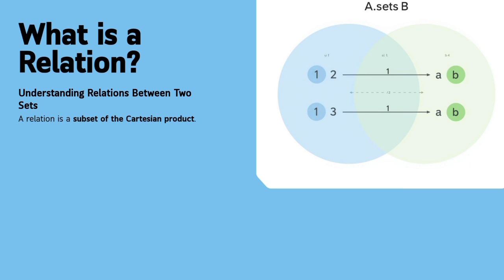For example, we might say 1 is related to A, 2 is related to B, 3 is related to A. That's a relation. It's a way of connecting elements from one set to another.